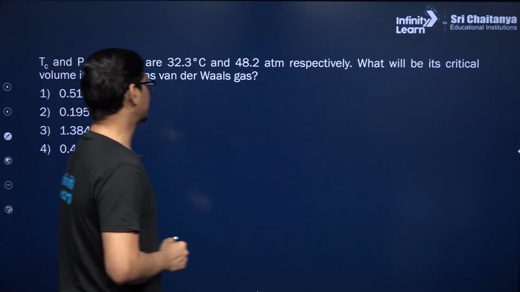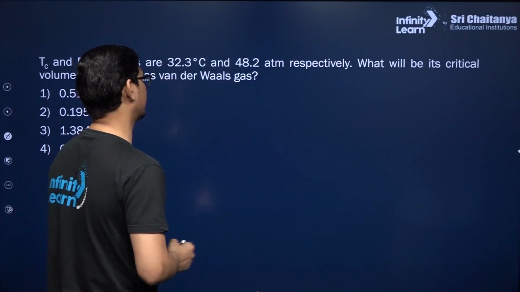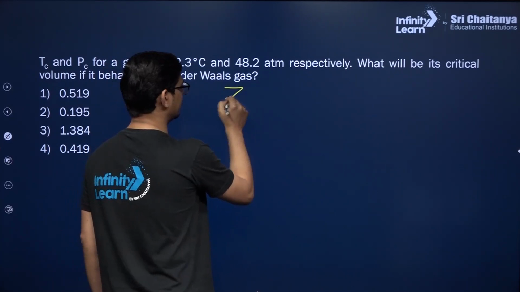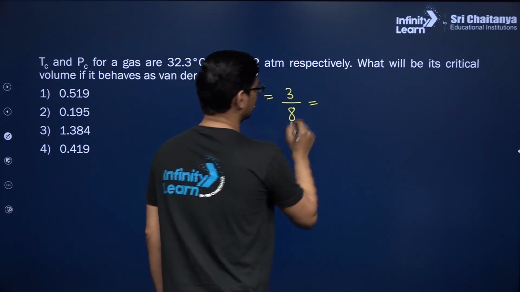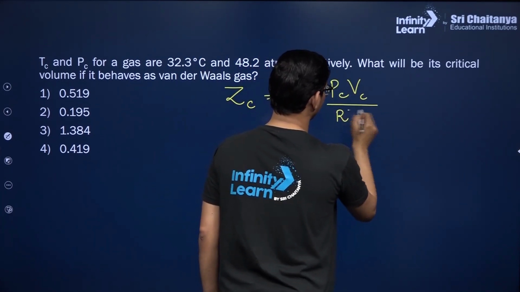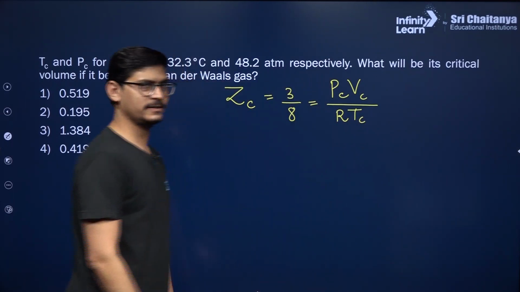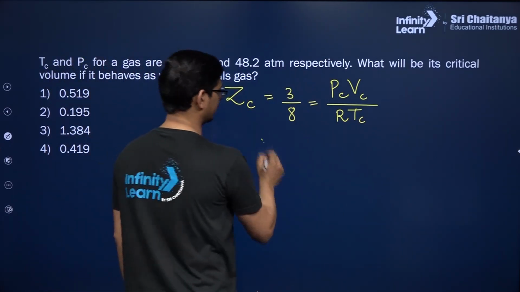Tc and Pc for a gas are this and this. What will be its critical volume if it behaves as a van der Waals gas? So remember guys, in the critical state, the compression factor is 3 by 8, right? And it is Pc Vc by RTc. So it's very easy. Now substitute the value of Pc and Tc, you will get the value of Vc, right?